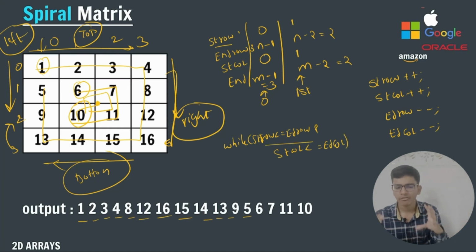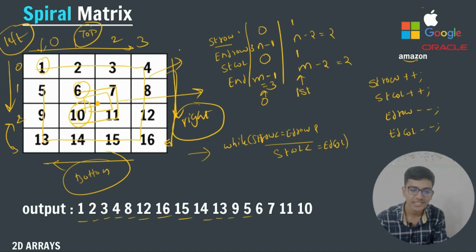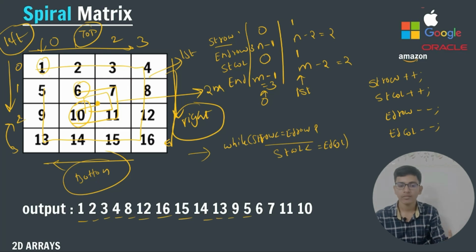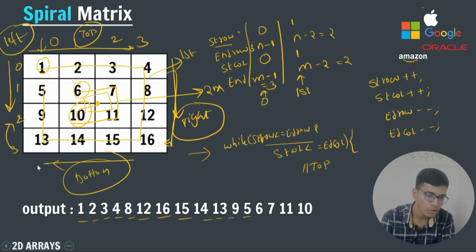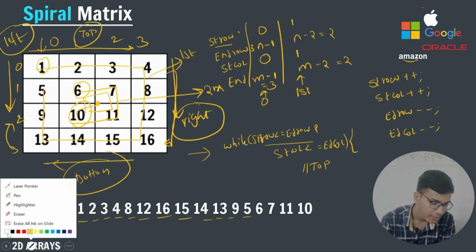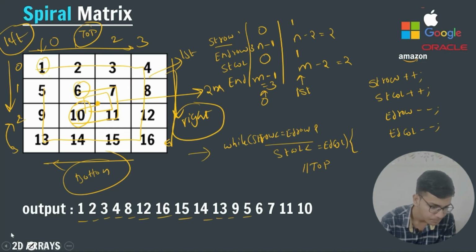So this is the condition. I am running my while loop for a number of times. The while loop will take care of the number of spirals. So this is my first spiral and this is my second spiral. So the while loop will take care of the number of spirals. After that, in the while loop I need to print my top. Let me change my pen ink first of all, such that you can differentiate things. So I am choosing black color.